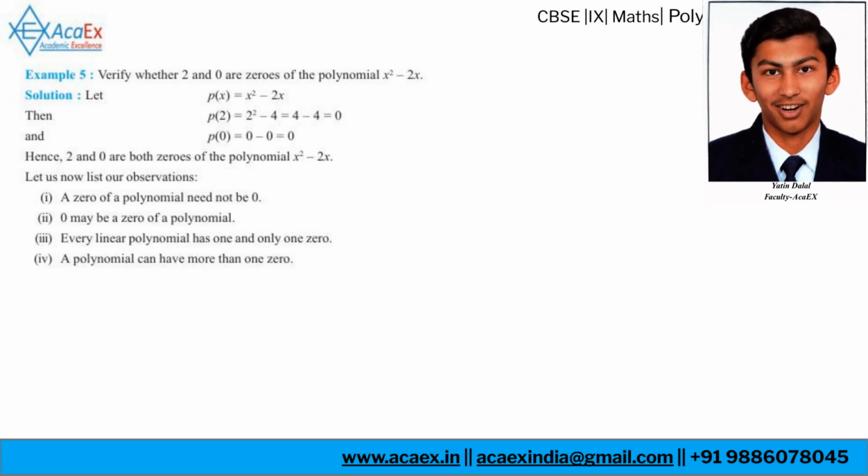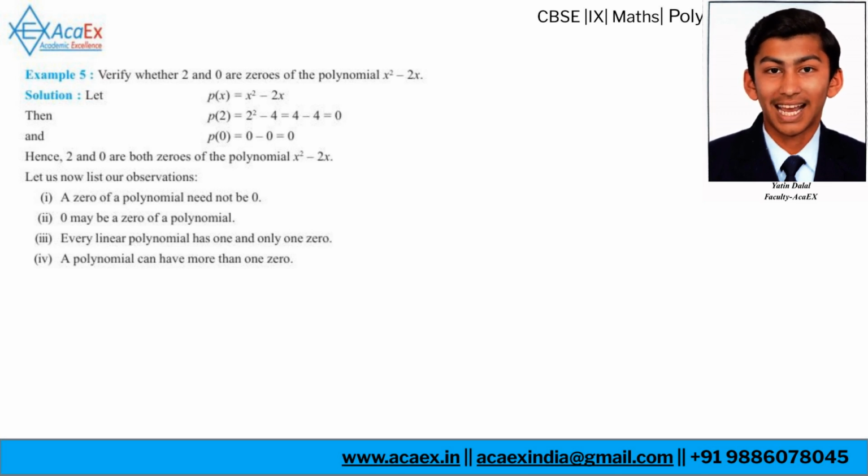Example 5. Verifying zeros. Problem: verify whether 2 and 0 are zeros of the polynomial x squared minus 2x. Solution: let p(x) equal x squared minus 2x. p(2) equals 2 squared minus 4, which is 4 minus 4, equaling 0. p(0) equals 0 minus 0, which is 0. Hence, 2 and 0 are both zeros of the polynomial x squared minus 2x.